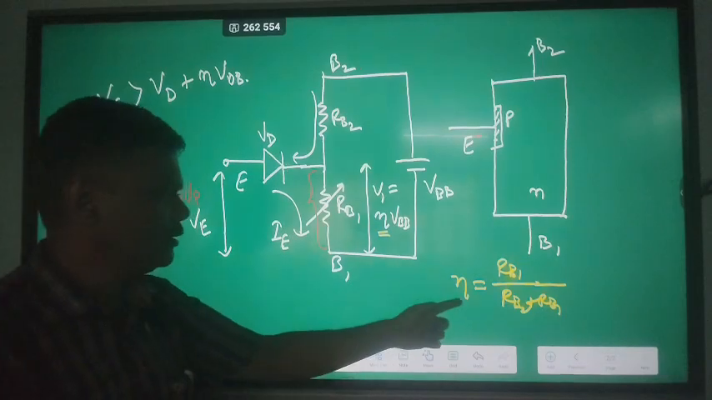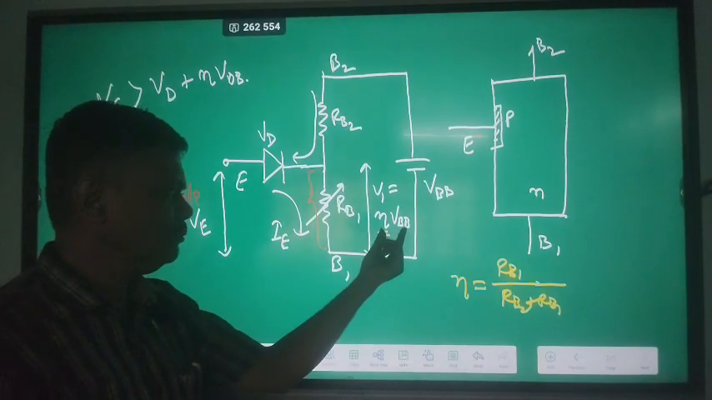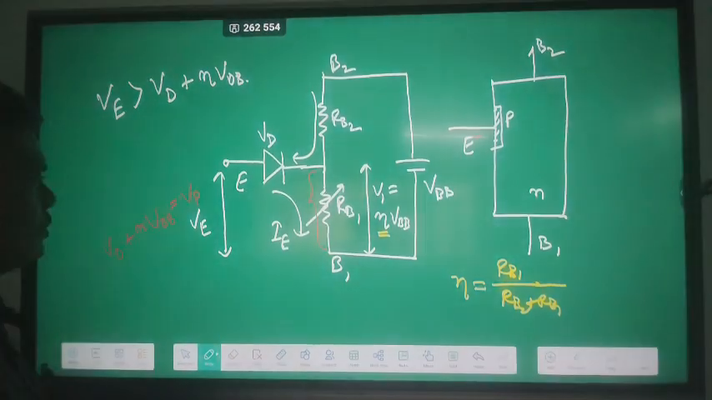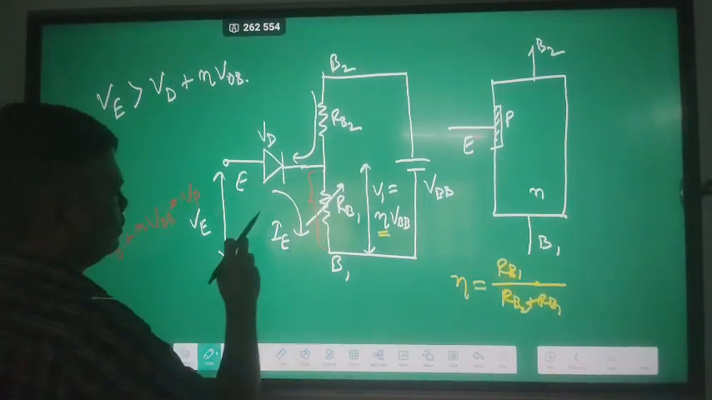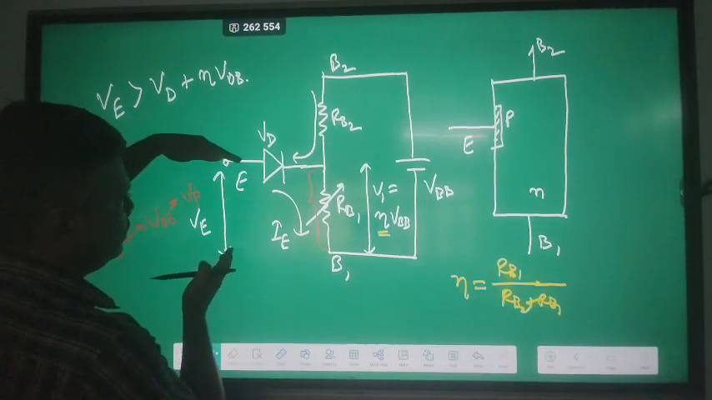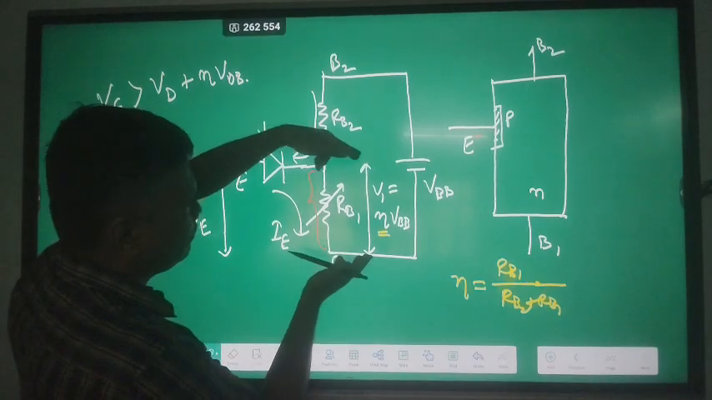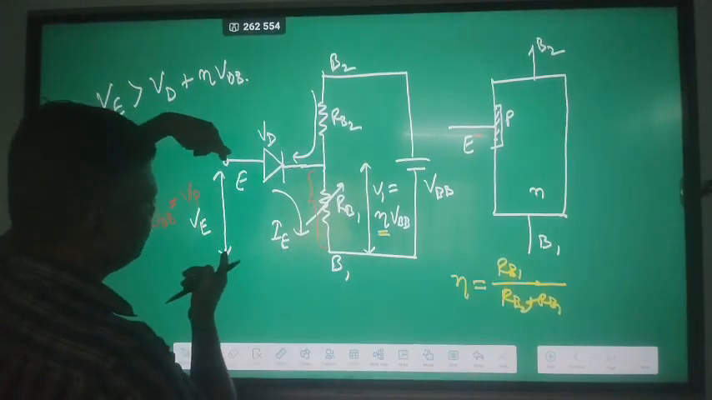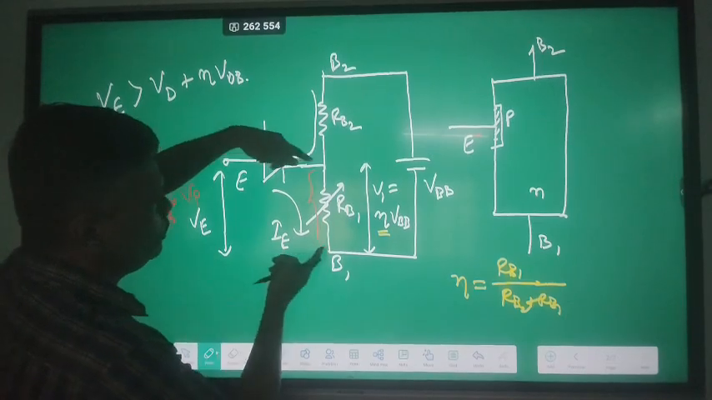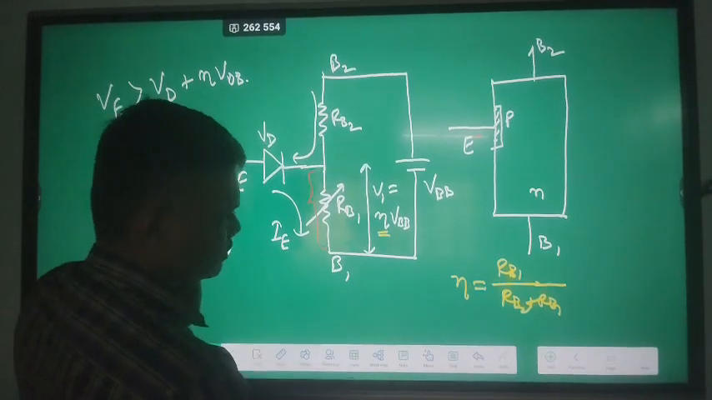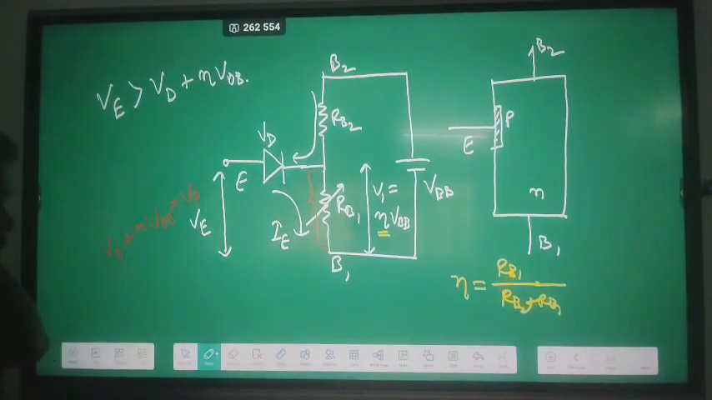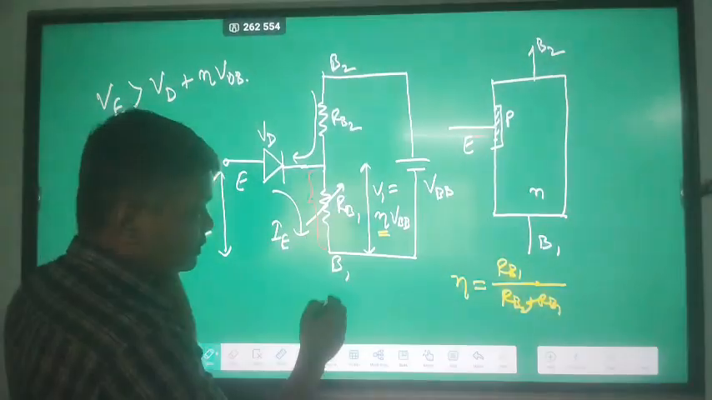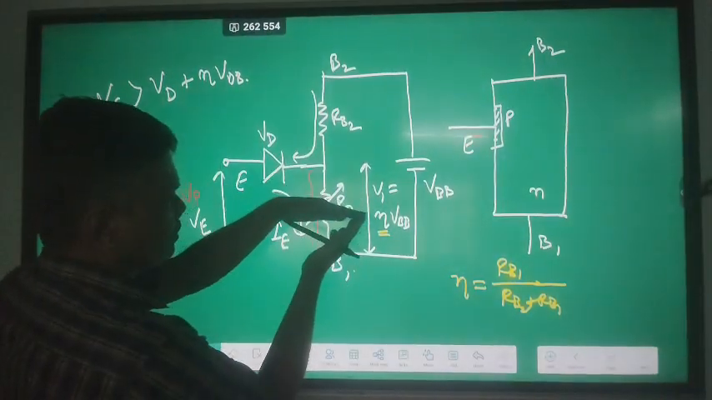So as the eta value decreases, eta VBB, that means this V1 will also decrease. So initially this emitter junction is opposed by V1. Now the opposition that this emitter junction portion will get will be less, because now V1 is less. But on the other hand, current is increasing. So as current increases, V1 decreases.